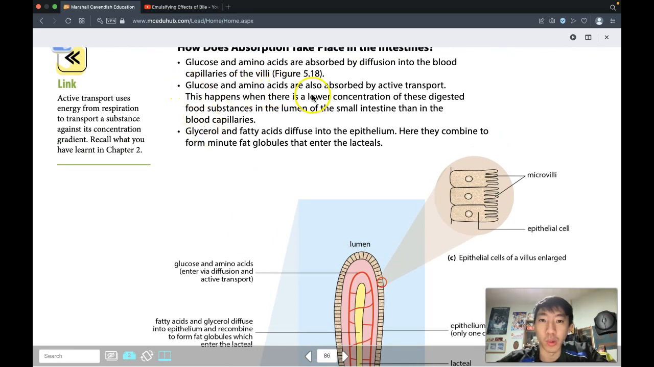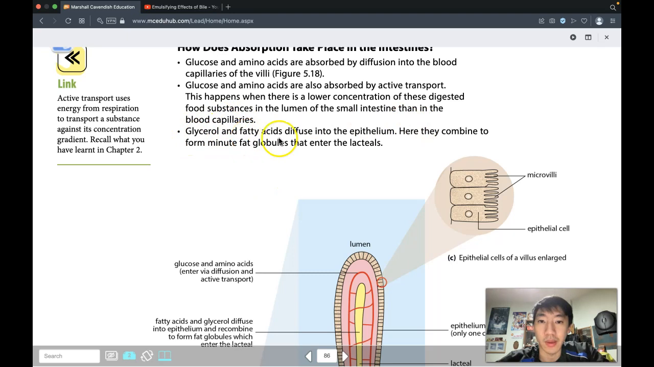Glucose and amino acids are also absorbed by active transport. That means that if you already have a very high concentration of glucose and amino acids in the blood capillaries, you need to absorb the rest by active transport. This happens when there's a lower concentration of these digested food substances in the lumen of the small intestine than in the blood capillaries.